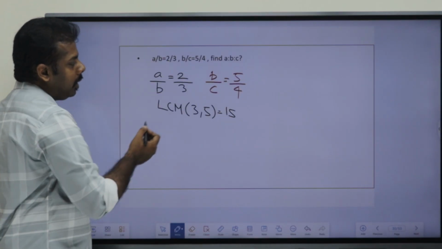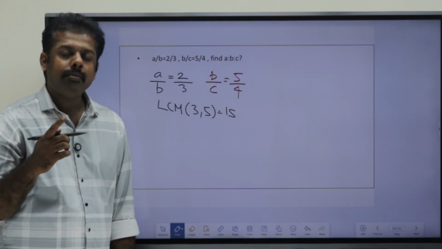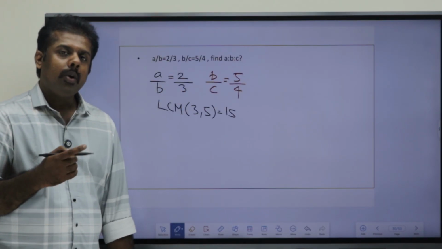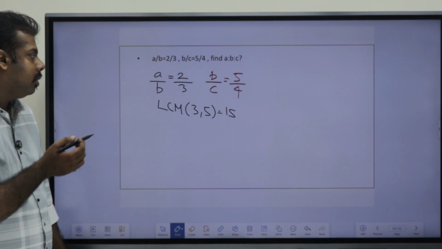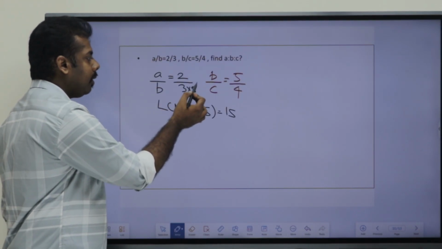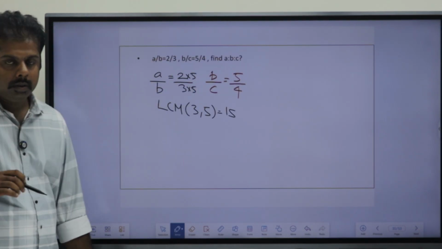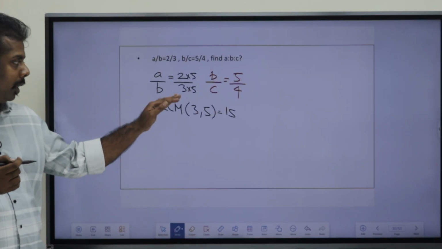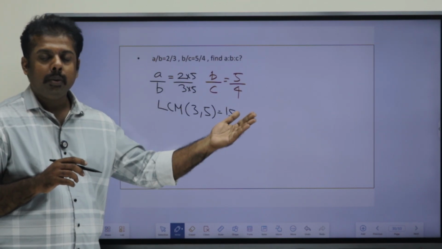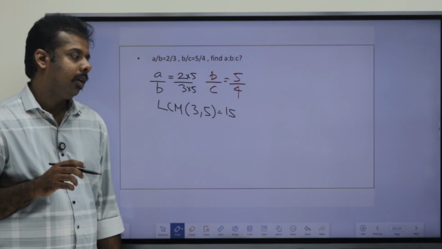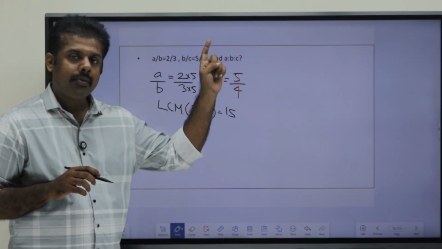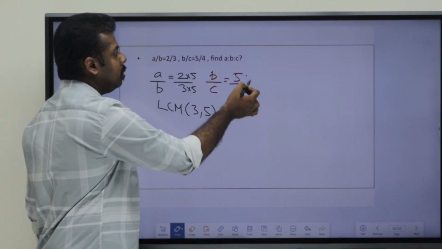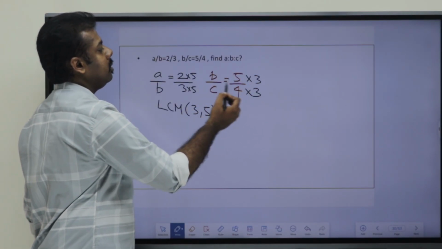15. Now the next step is you have to make the value of B 15 in both the cases. In the first ratio, the value of B is 3. So how can we make it 15? Multiply it with 5. One thing you have to note: you have to multiply 5 in the numerator and denominator as well. That is an important thing to remember in case of ratios. If you are making a change in the denominator, you have to make the same change in the numerator and vice versa. Okay. And in the second condition, the value of B is 5. So to make it 15, what do we have to do? Multiply it with 3. Do the same in the numerator part as well.